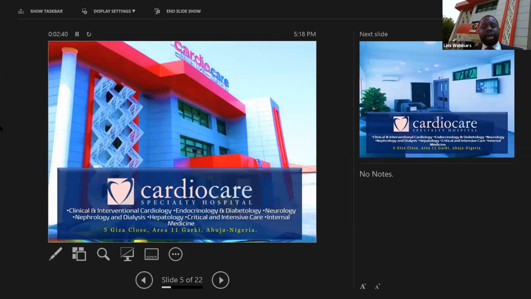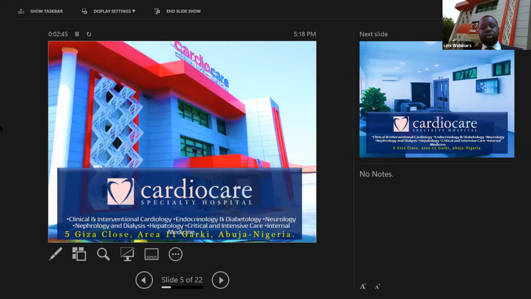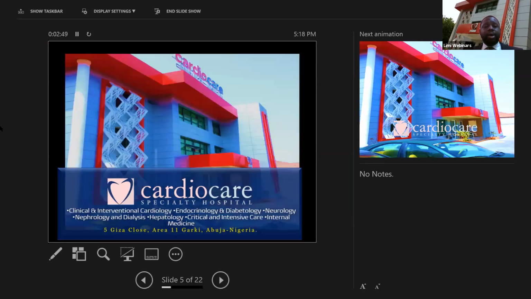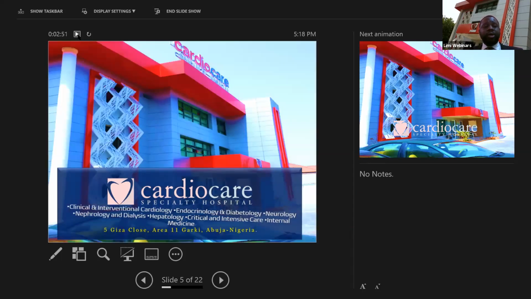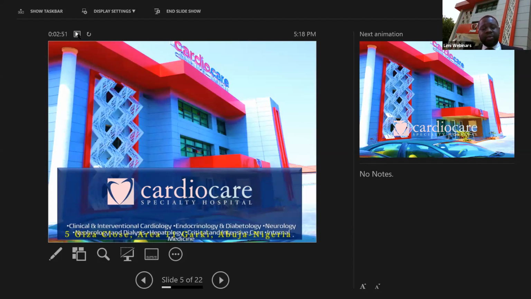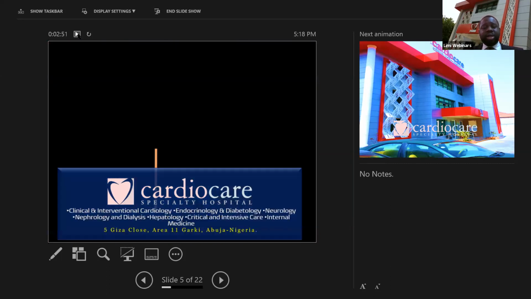Cardiocare in Gariki Area 11 essentially is a world-class facility. It's a center of excellence. So we do clinical and interventional cardiology there. That's what we do essentially. Endocrinology and diabetology, as was talked about, neurology, nephrology, and dialysis, all of that is taken care of. So you can refer your patients when there are times when you should refer. We are giving information for what you can do before you refer, but there are times when you are not sure and you may need a consultant.